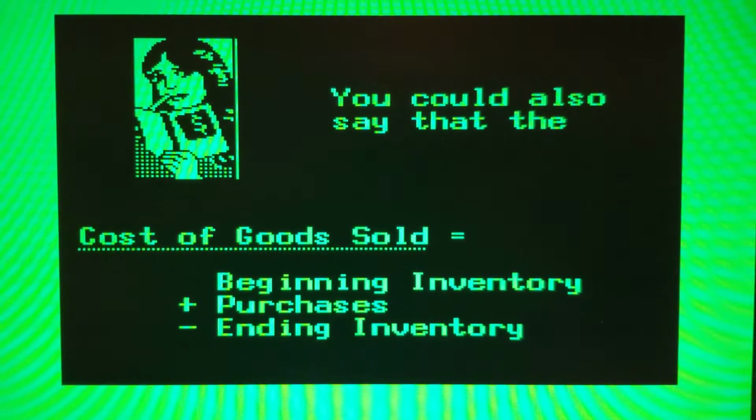Of course, if you wish to look at matters in a sort of time sequence, you could also say that cost of goods sold equals beginning inventory plus purchases less ending inventory. Beginning or ending inventory means, of course, the total value of merchandise inventory at the beginning or end of the month or other accounting period.